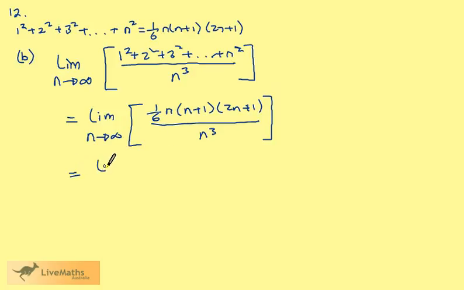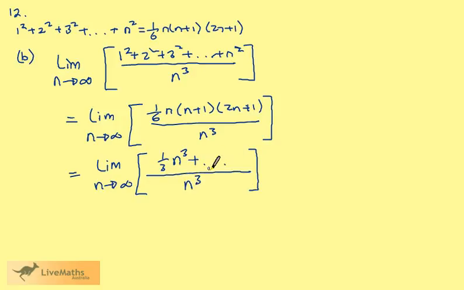If we were to expand the top, we would end up with 1/6 of 2n cubed, which is 1/3 n cubed, and we'd have some other terms. The other terms won't matter because deciding what happens when n goes to infinity only involves the highest powered term. If we just divide these, we get 1/3, and that will be the limit.